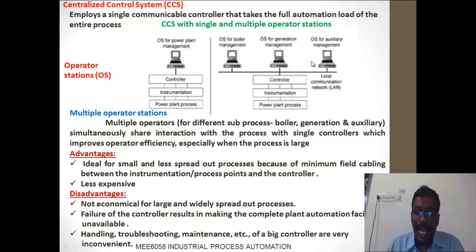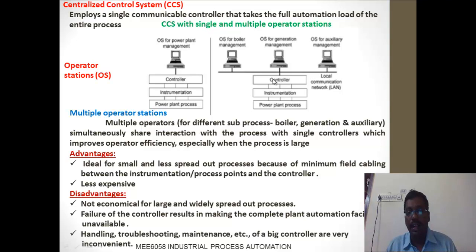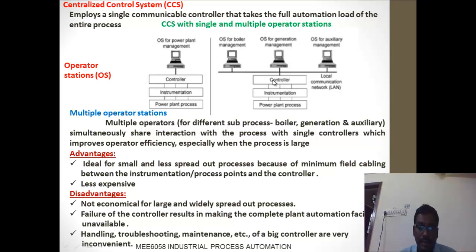Okay. So they simultaneously share the interactions with the process through the single controller, which also improves efficiency when the process is large. For example, if I want to monitor around 80 subsystems, the 80 subsystem processes will be monitored by the instrumentation subsystems and transferred to the control system, and we have only a single control subsystem. For example, we take around 1,124 I/O channels. 1,124 I/O channels will transfer the data from the various sub-processes to the various OS operator stations. That's the human interface subsystem. Okay. If a single controller is dedicated to a large process, what are the advantages here?